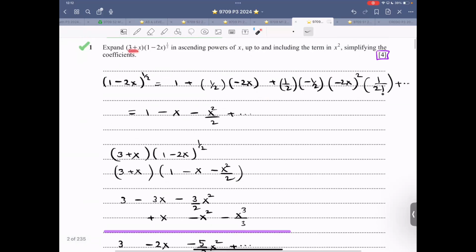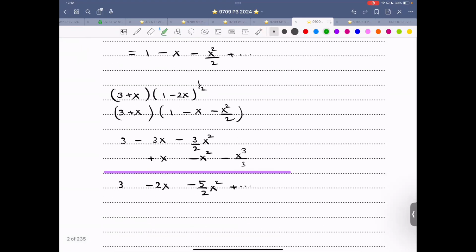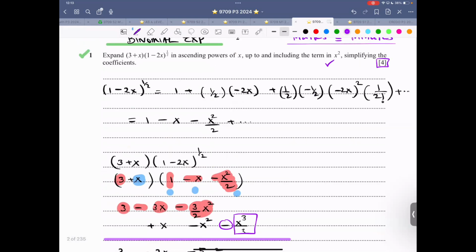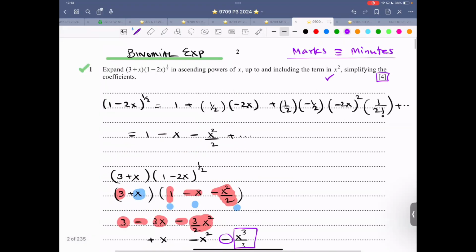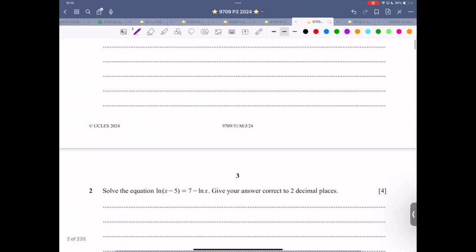Then it says multiply it with 3 plus x. Let's look at the shading. You take this 3, you multiply with 1, you multiply with negative x, you multiply with negative x squared over 2. So these are the 3 terms that you are getting. The next thing is positive x, multiplying with 1, multiplying with negative x. I multiplied it over here, but as such, I don't need this particular term, because they are saying expand all the way up till x squared. So these are the first 3 terms that I'm getting, and it's worth 4 marks. So the first question is done and dusted.